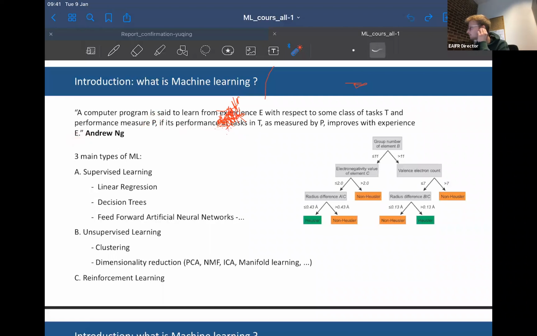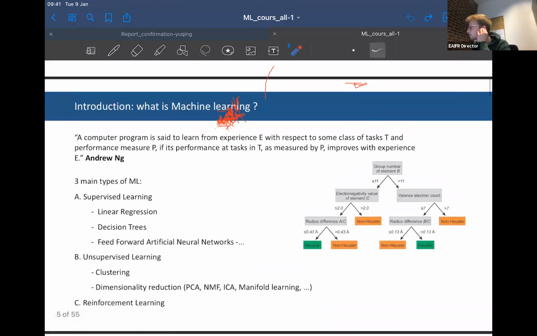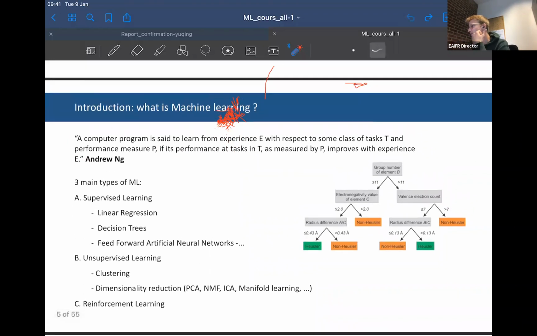So what does that mean? It means that basically you give data and the machine learns. And when you give more data, the machine will get better. So it will be smarter in some sense.